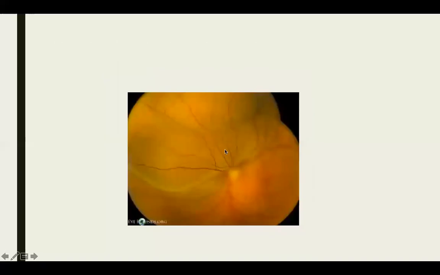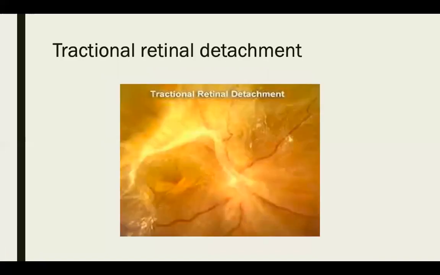This is a bullous type of retinal detachment because of the increased accumulation of fluid in this area. But you will not be able to find any traction on the retina or any break in the retina.